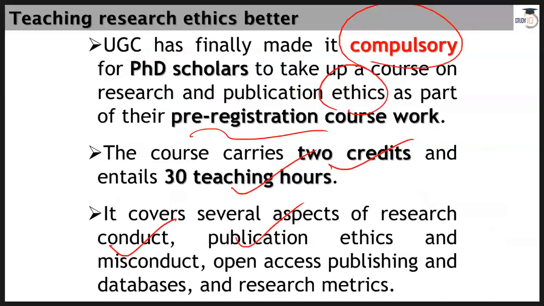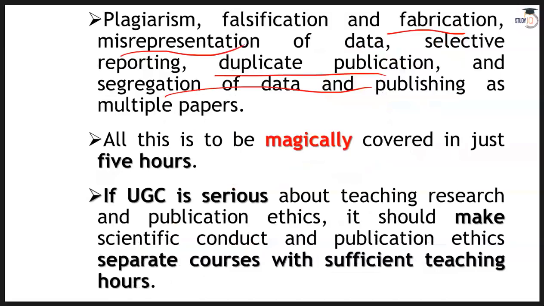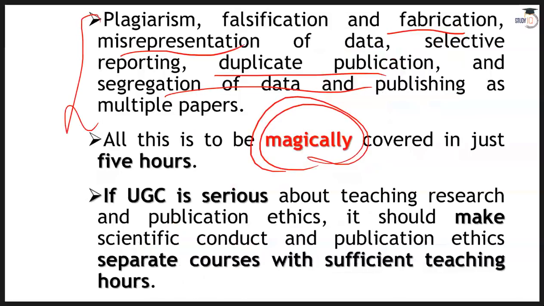Now, UGC has decided that all these things should be taught to all our PhD scholars. But the problem is, it's only providing 5 hours of course. That's it. In 5 magical hours, how can you learn everything about plagiarism, falsification and all these things? If UGC is serious, then it should create a proper separate course with sufficient teaching hours to make sure that these things are deeply embedded in all our PhD scholars. And this is something that we cannot allow. We cannot allow the quality of research to deteriorate.